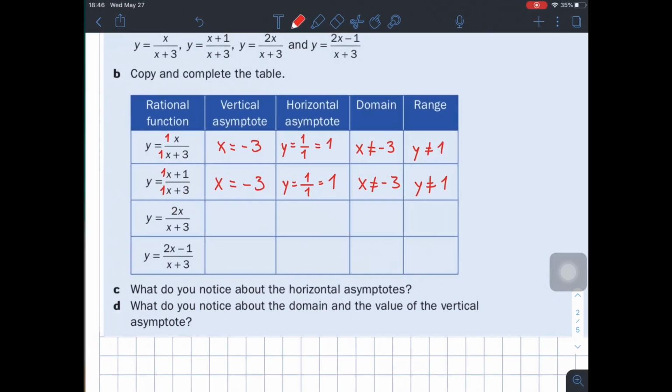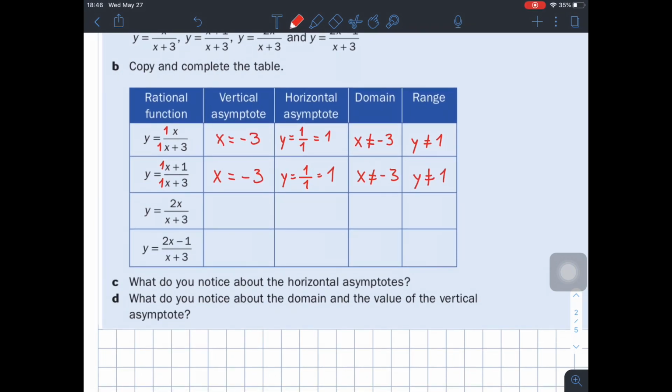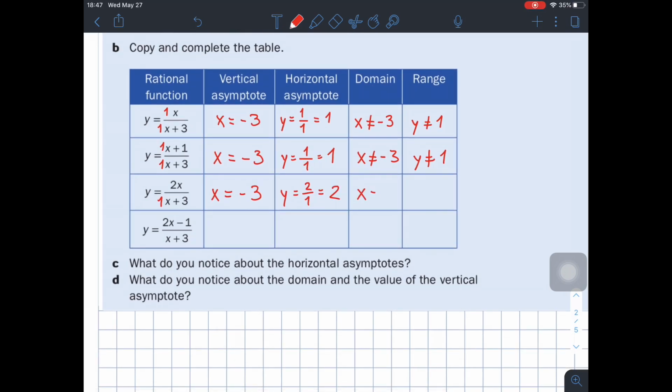So let's go back. The vertical asymptote is still x equals -3. The horizontal asymptote, using the same rule, coefficient in front of the x in the numerator divided by coefficient in front of the x in the denominator, and we get the expression for the horizontal asymptote, 2 divided by 1, which is y equals 2. So domain x different from -3, and range is y different from 2.